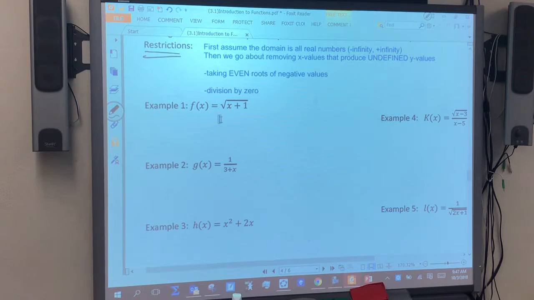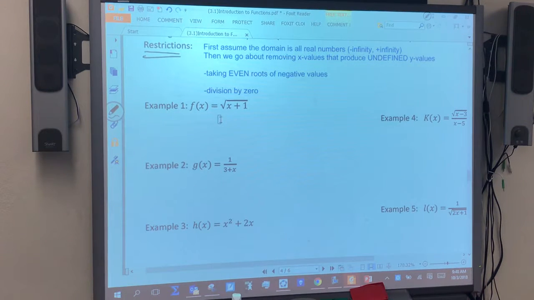If I plug negative 4 in there, do I still have a negative under the root? What about negative 3? What about negative 2? What about negative 1? Okay, negative 1, I get what underneath the root? 0. Can you take the square root of 0? Can I take the square root of 0?